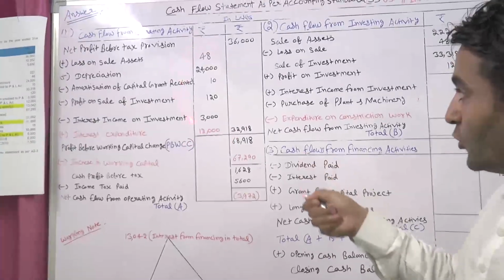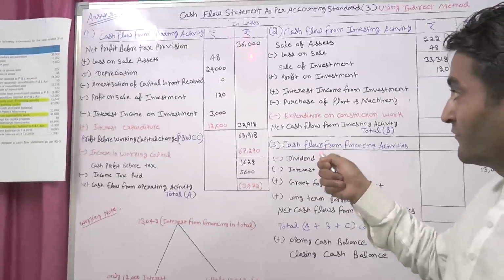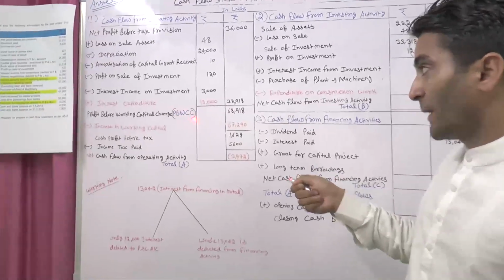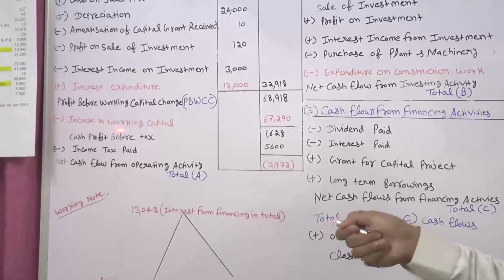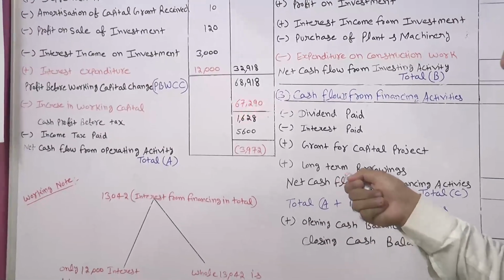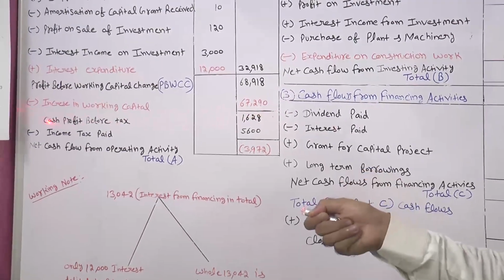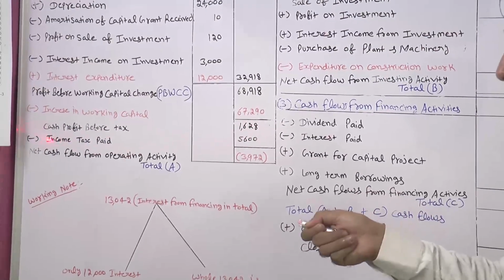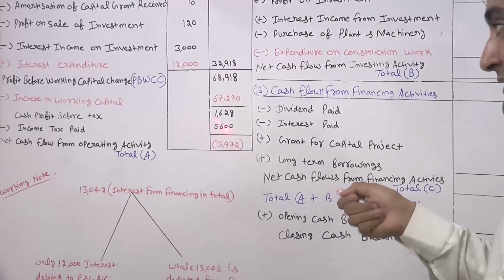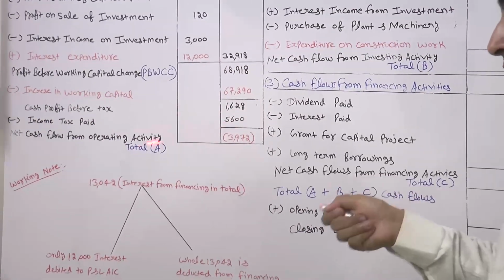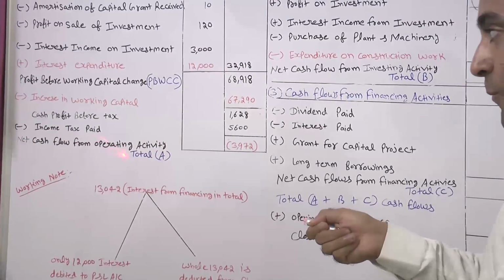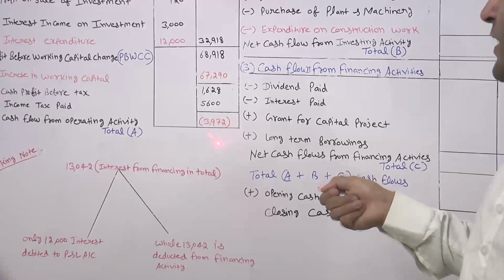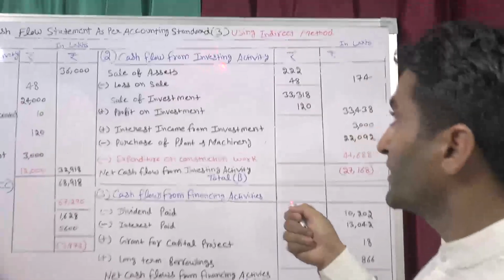After adjusting all of these items from 36,000, we get 68,918 as profit before working capital change. Then deduct increase in working capital 67,290. After deducting we get cash profit before tax, that is 1,628. Then deduct income tax paid 5,600. Then finally we get net cash flow from operating activities, that is negative 3,972. So now come to cash flow from investing activities.